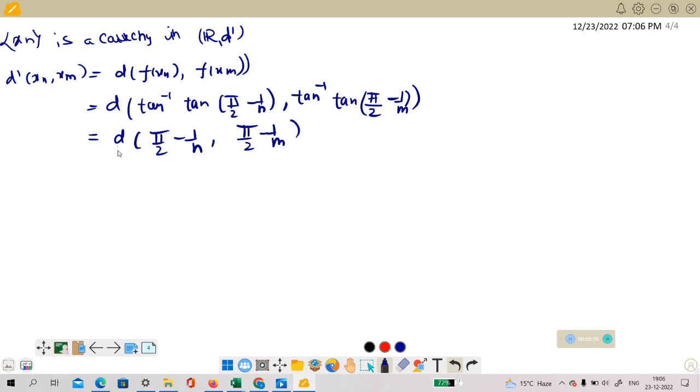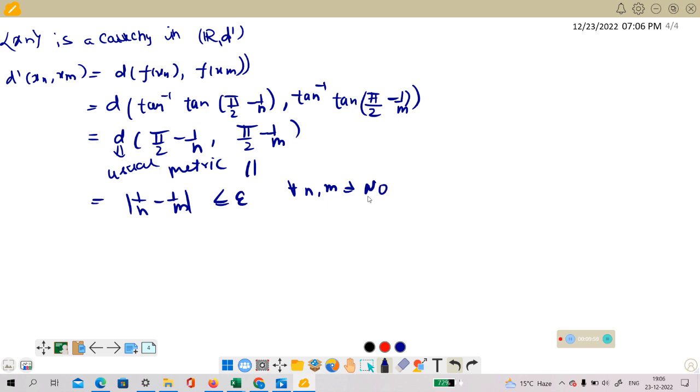And d, what is this? This is d, the usual metric, the norm, the mod in R, and this will be equal to 1 by n minus 1 by m. Simple calculation. This can be made less than epsilon for some n naught for all n, m greater than or equal to n naught. We have done this from very basic knowledge of real analysis, nothing new.